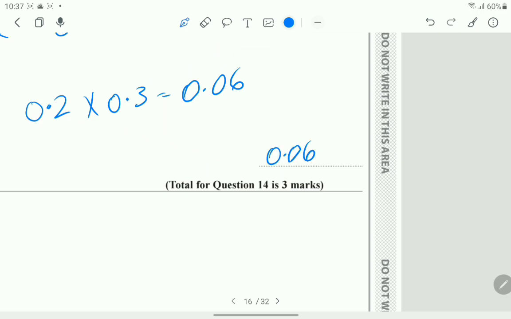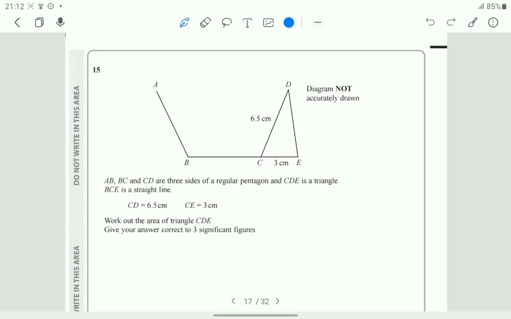Question 15. The question states that AB, BC, CD are three sides of a regular pentagon, and CDE is a triangle, BCE is a straight line, and the shape is very important over here, a regular pentagon. CD is 6.5 centimeters, CE is 3 centimeters. Work out the area of the triangle CDE. This is the triangle where this is the angle we're looking for. Give your answer correct to three significant figures.